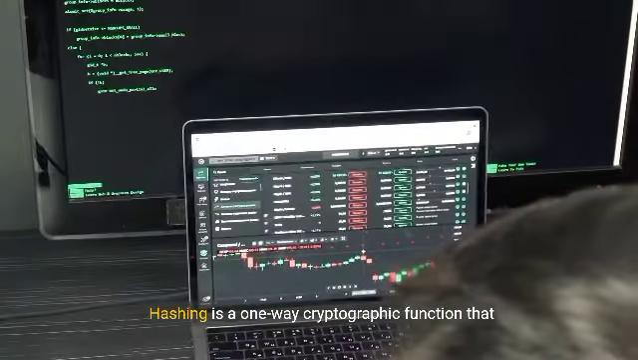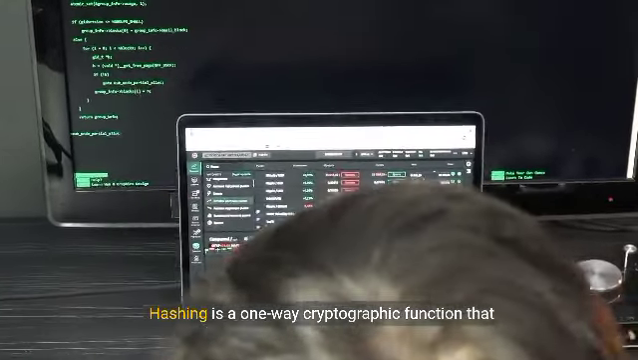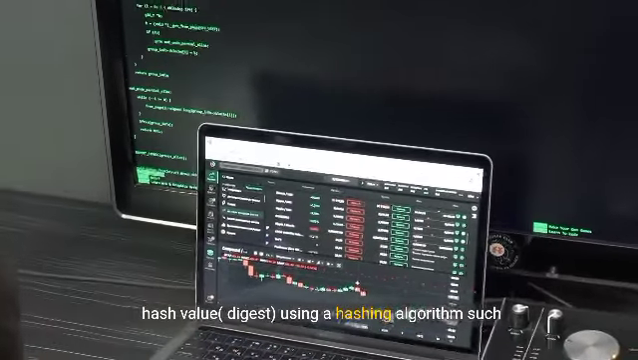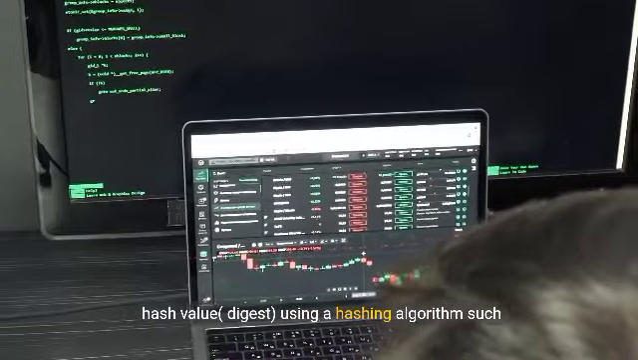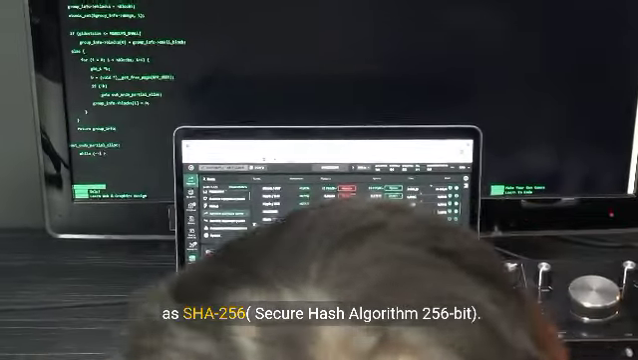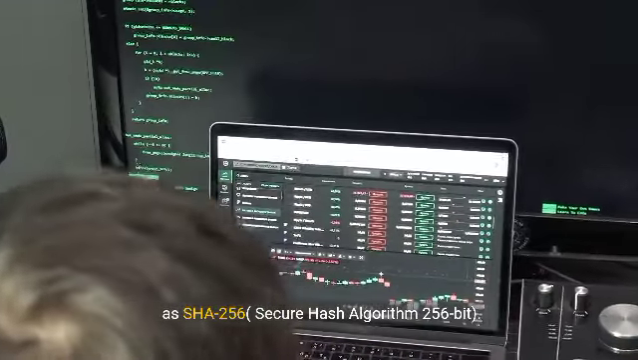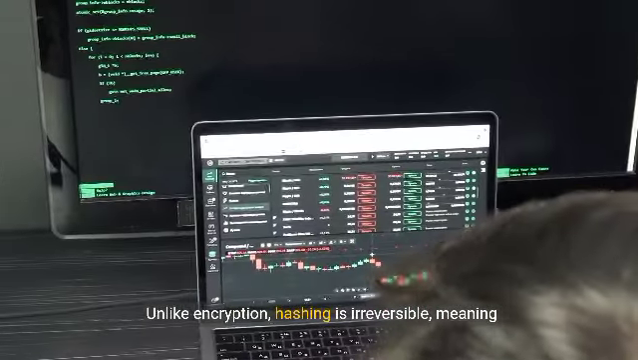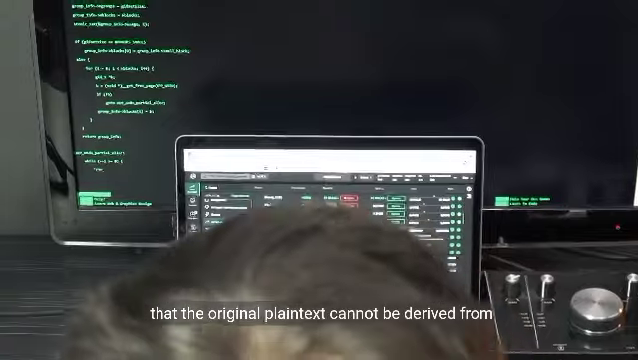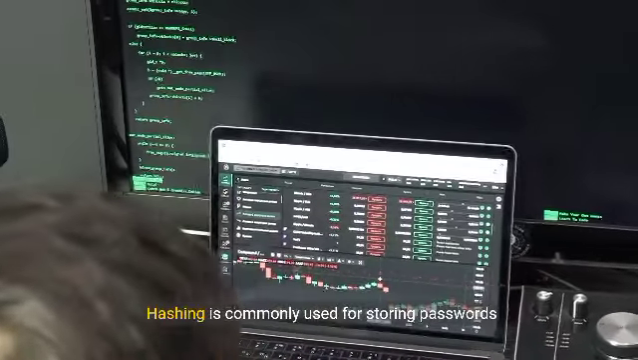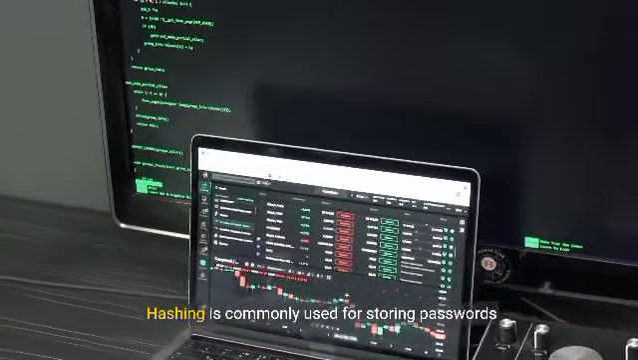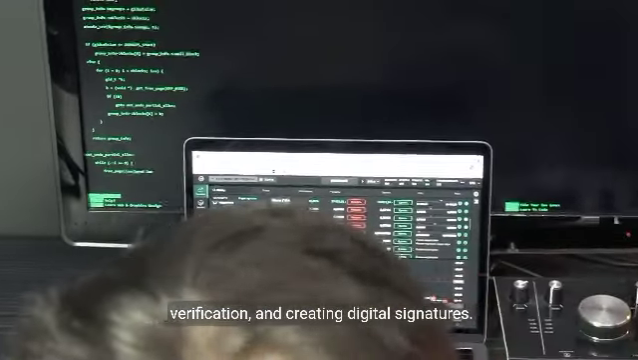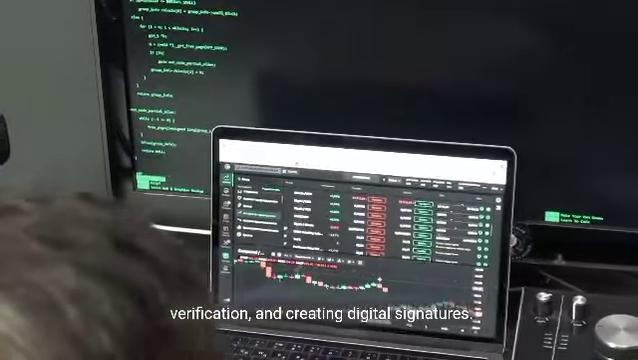Hashing is a one-way cryptographic function that converts input data, plain text, into a fixed-size hash value, digest, using a hashing algorithm such as SHA-256, secure hash algorithm, 256-bit. Unlike encryption, hashing is irreversible, meaning that the original plaintext cannot be derived from the hash value. Hashing is commonly used for storing passwords securely, generating checksums for data integrity verification, and creating digital signatures.